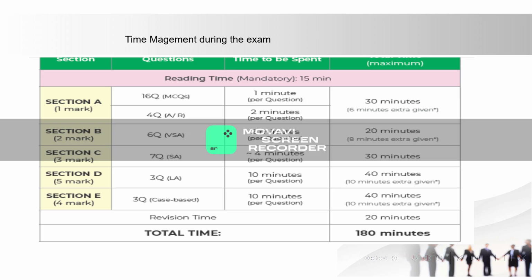Management during the exam. So we know that for the first part we should use 30 minutes, for 1 mark questions as well as assertion reason questions, half an hour. Then 20 marks for 6 questions that are of 2 marks. Then for 3 marks questions you have to spend 30 minutes. Then for the 5 marks questions, there will be 3 questions, so you have to focus here for 40 minutes, and then case study based questions also 40 minutes, and 20 minutes will be for revision.